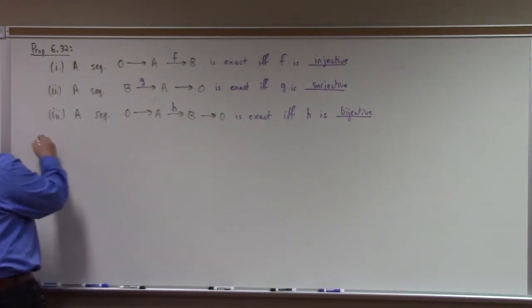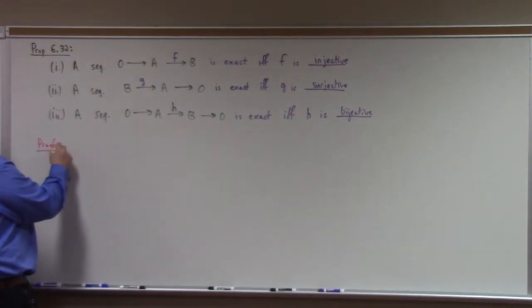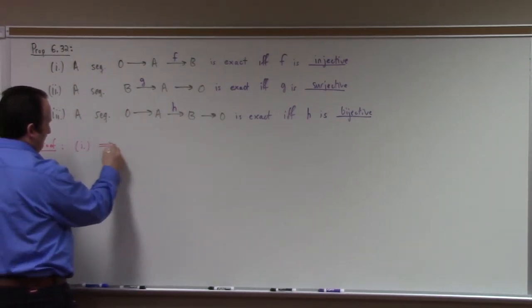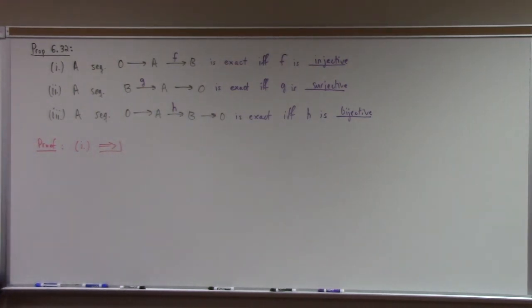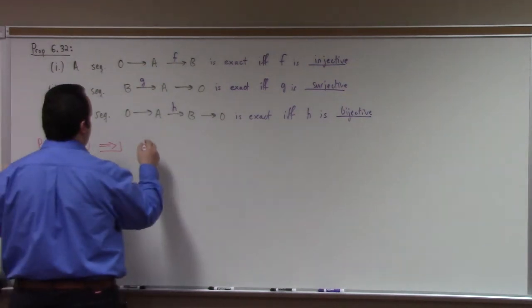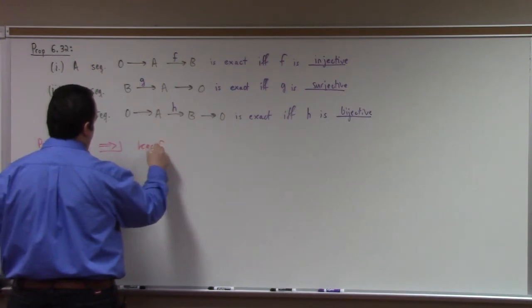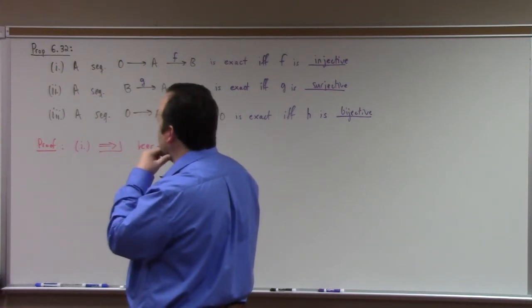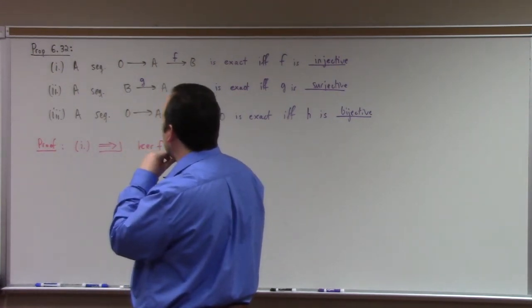Let's just talk through it a little bit. If we assume that the sequence is exact, then what does that tell us about f? What's the kernel of f equal to? The image of a set with one element can only be one element. Zero. It's the image of the zero set.